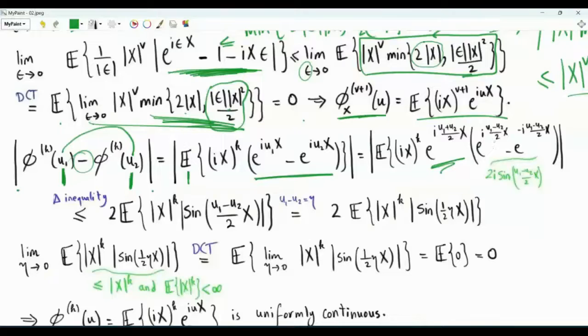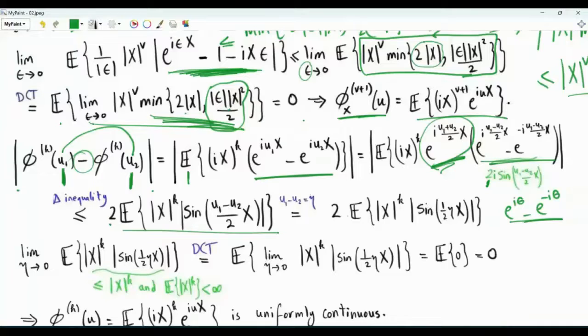We are left here inside the bracket with something that looks like e to the i theta minus e to the minus i theta, where theta is (u1 minus u2) over 2, all times x. Using Euler, this is 2i sine theta. So in our case, this bracket is 2 times i times sine of (u1 minus u2) over 2 times x. Apply the triangle inequality. We can take the magnitude inside. The magnitude of i is 1. The magnitude of this exponential is 1. We have this expectation now times 2, which is this 2 here.